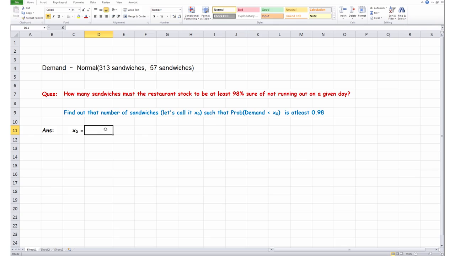So this is an inverse of what norm.dist does, and we'll be using the norm.inv command for this. To calculate x0, we do equals norm.inv open parenthesis, the probability is 0.98, comma, the mean is 313, standard deviation is 57, close parenthesis. The answer we got is 430.0637. So this is the number of sandwiches such that the probability that demand is less than that number is at least 0.98.